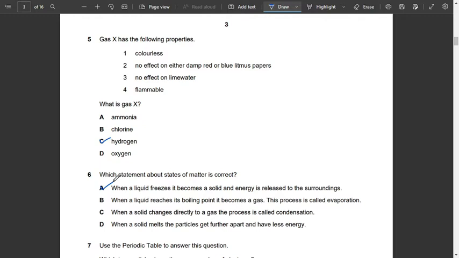Then looking at part C, when a solid changes directly to gas, the process is called condensation. When something changes directly to gas, the process is not called condensation. Condensation is when gas turns into liquid, so it condenses. When a solid melts, the particles get further apart and have less energy, which is again not correct because when a solid melts, it has greater energy.